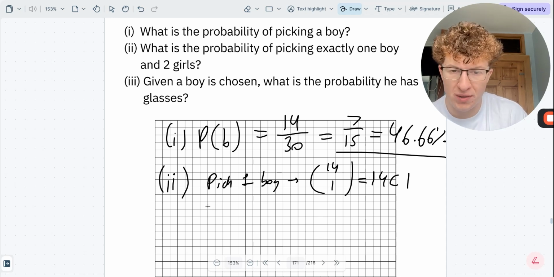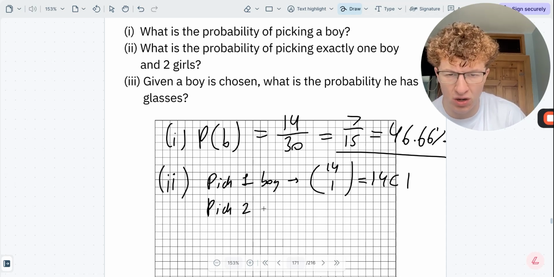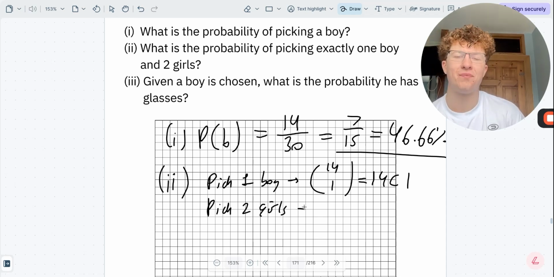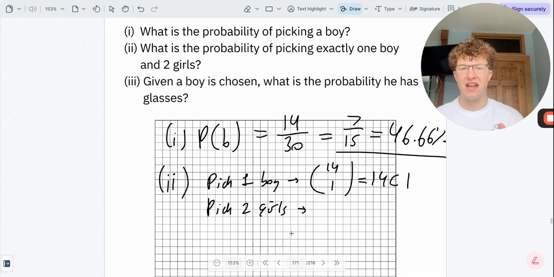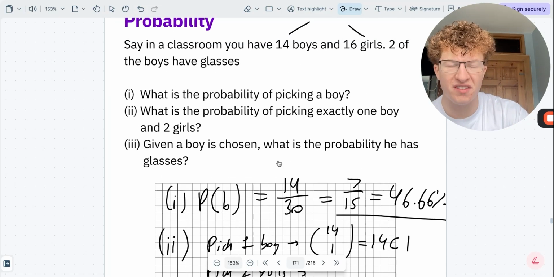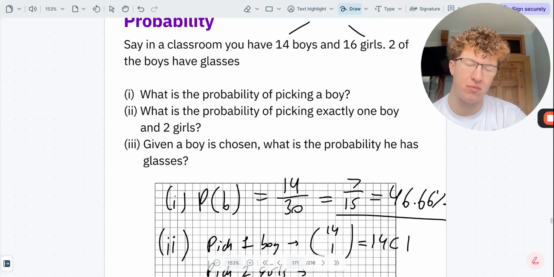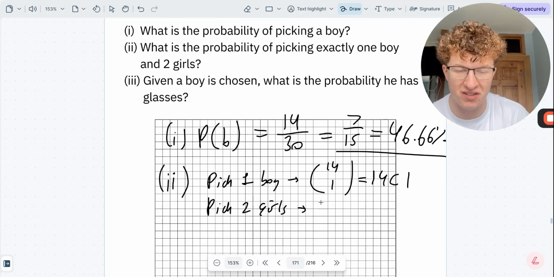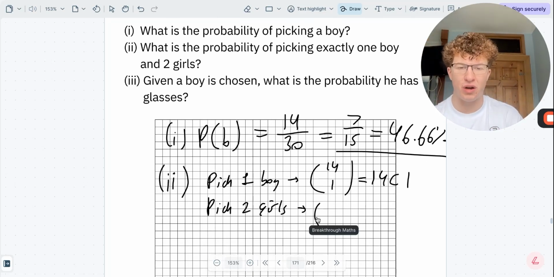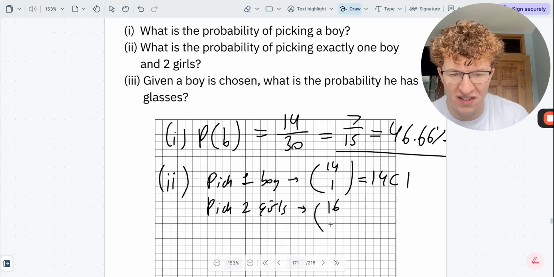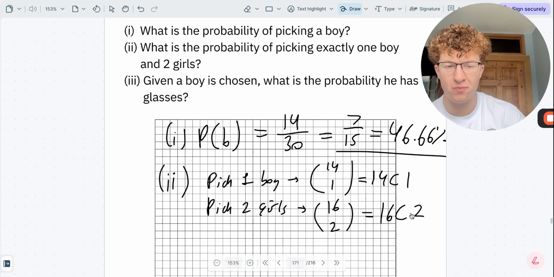So we want one boy, but then we also want to pick 2 girls. We can't just say there's 16 girls. So we pick one of the 16 and then another one of the remaining 15. We have to use combinations here because we can pick any 2 girls. So then out of the 16 girls, we're choosing 2, or in your calculator, you'll write 16 choose 2.